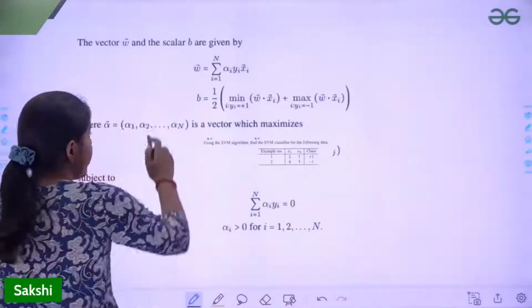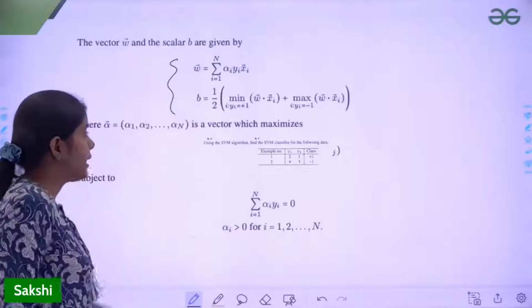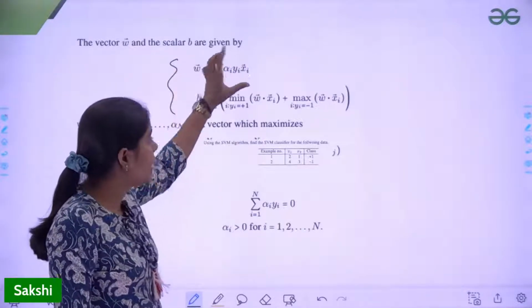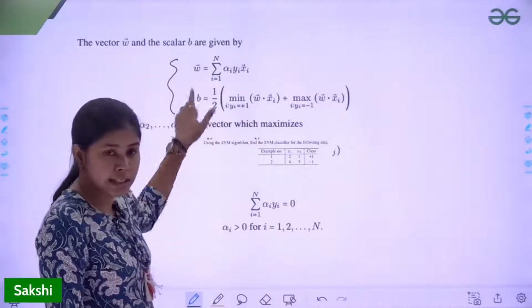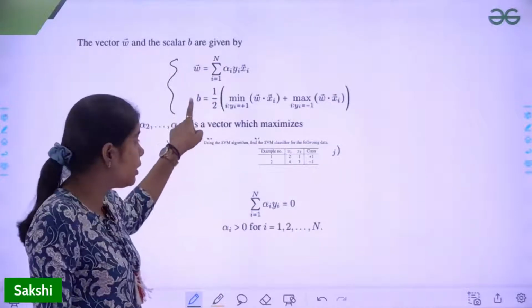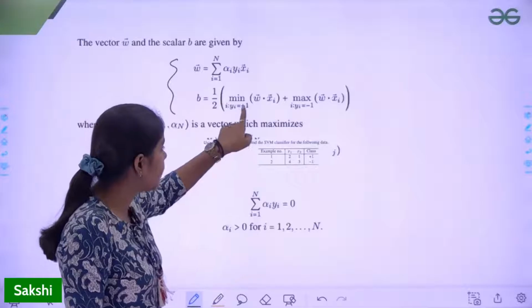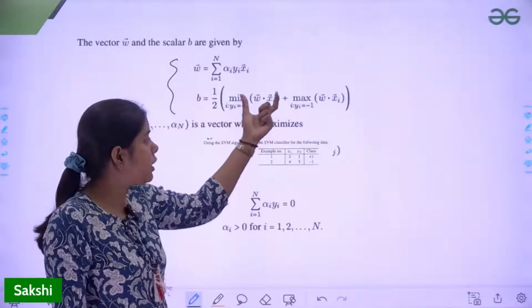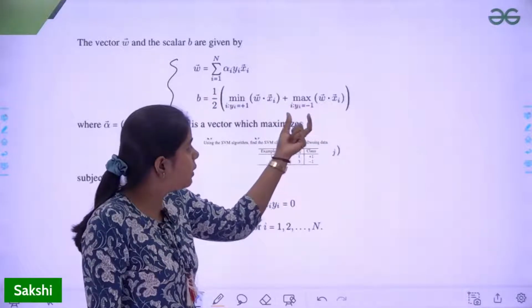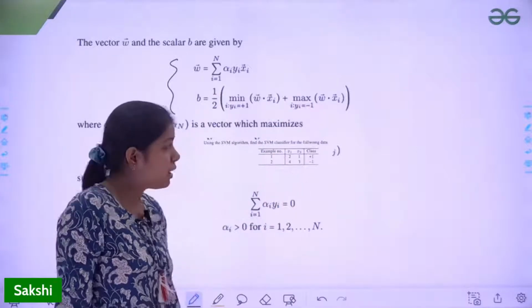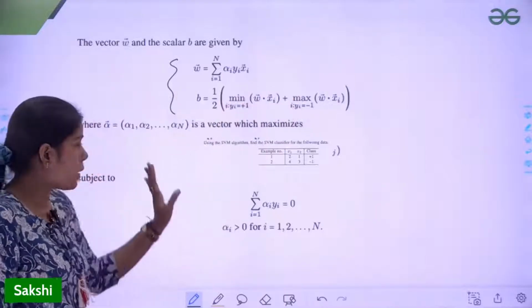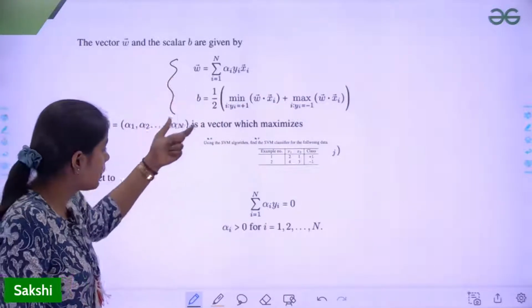The formula to find W and B is: W is the sum of alpha i yi xi vector over all these values. B is the minimum over i where yi equals plus 1 of W dot xi, and the maximum over i where yi equals minus 1 of W dot xi. So we have to take the minimum and maximum of those values. And what is alpha here?